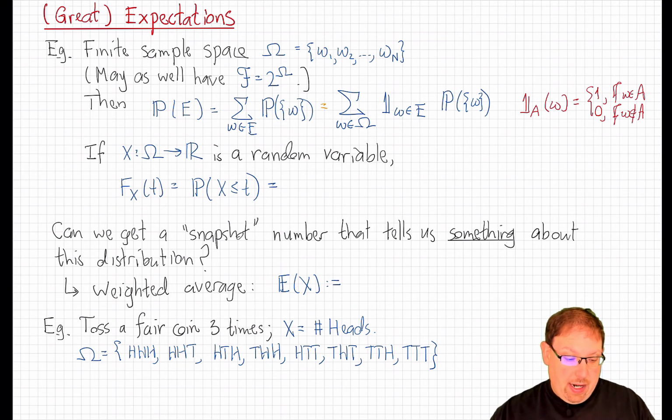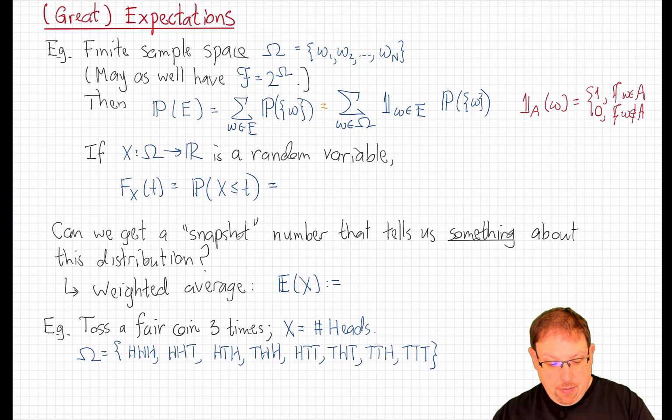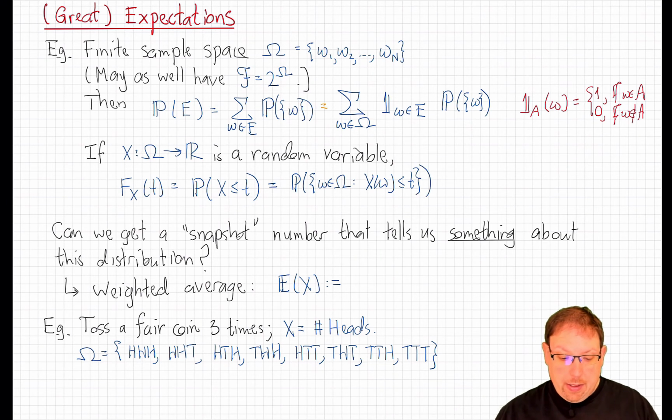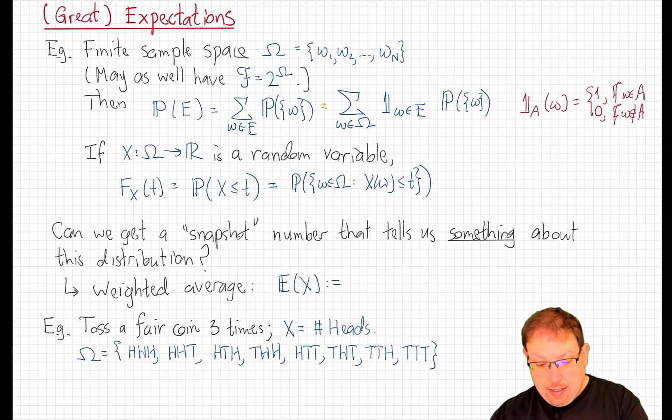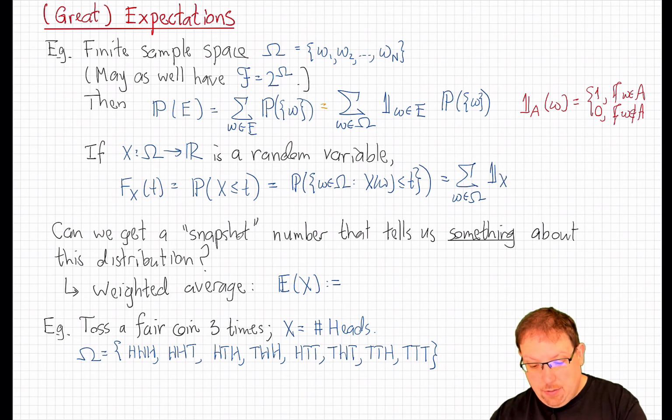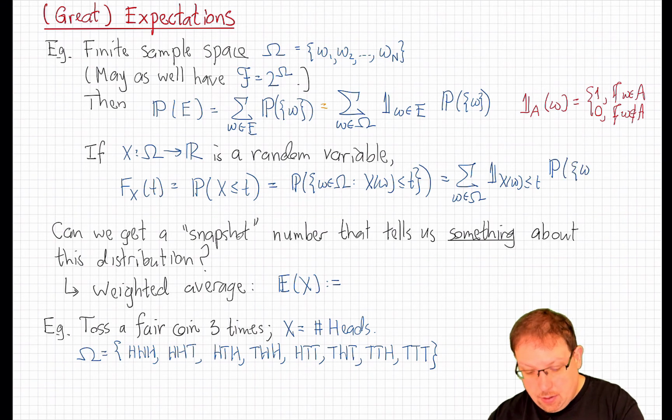Now, in this finite setting, if we have a random variable defined on this finite set omega, we can calculate its cumulative distribution function in a similar way. We want to calculate the probability of this event, which means the probability of the set of all omega for which x of omega is less than or equal to t. And following exactly the mold we did above, we can write that as the sum over all points in omega of the indicator function that x of omega is less than or equal to t times the probability of the singleton omega.